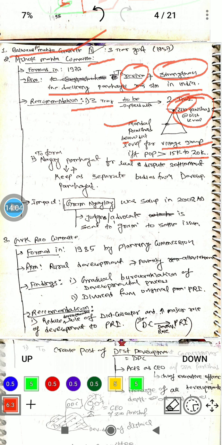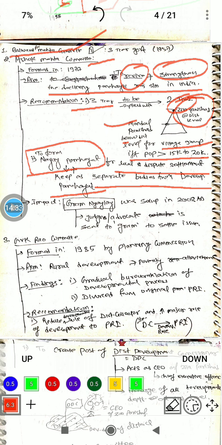Second, it recommended that there should be a Nyaya Panchayat for local dispute settlement, which would be a separate body from the development panchayat. So it laid down the importance of the Nyaya Panchayat. It said there should be a Nyaya Panchayat for the local dispute settlement, and it should be kept a separate body from the development panchayat.